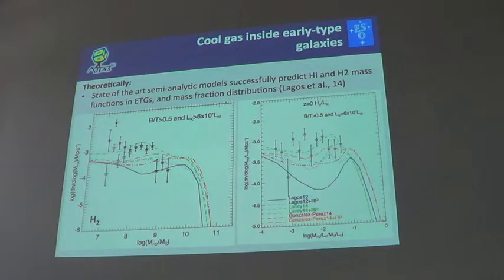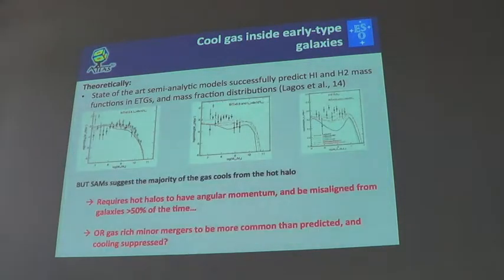But in the semi-analytic models, most of this gas comes from cooling from the hot halo. If this is true, then you require the hot halos to have some angular momentum. It doesn't have to be massive, but it has to be some. And it requires these hot halos to be misaligned from the galaxies at least 50% of the time in the field. Or you have to have more gas-rich minor mergers than are currently predicted in the semi-analytic models.